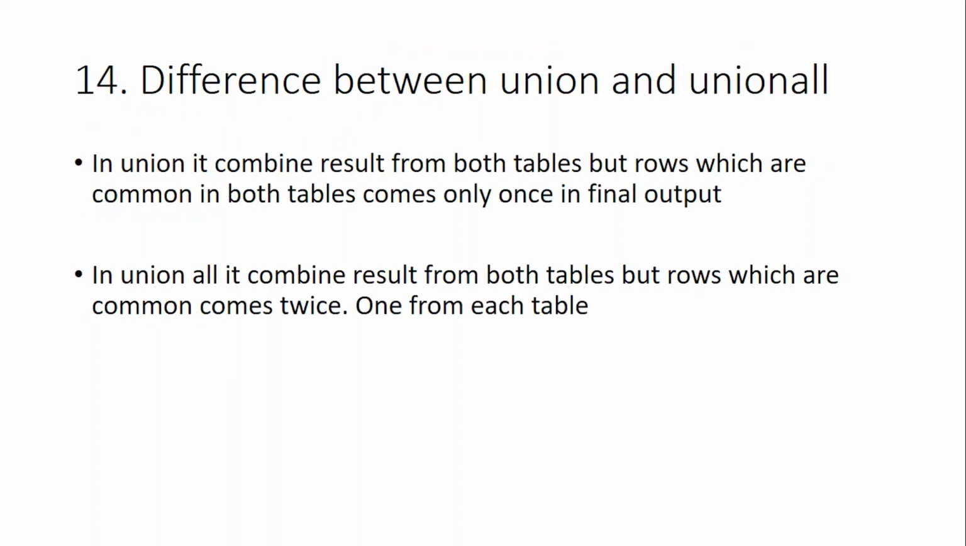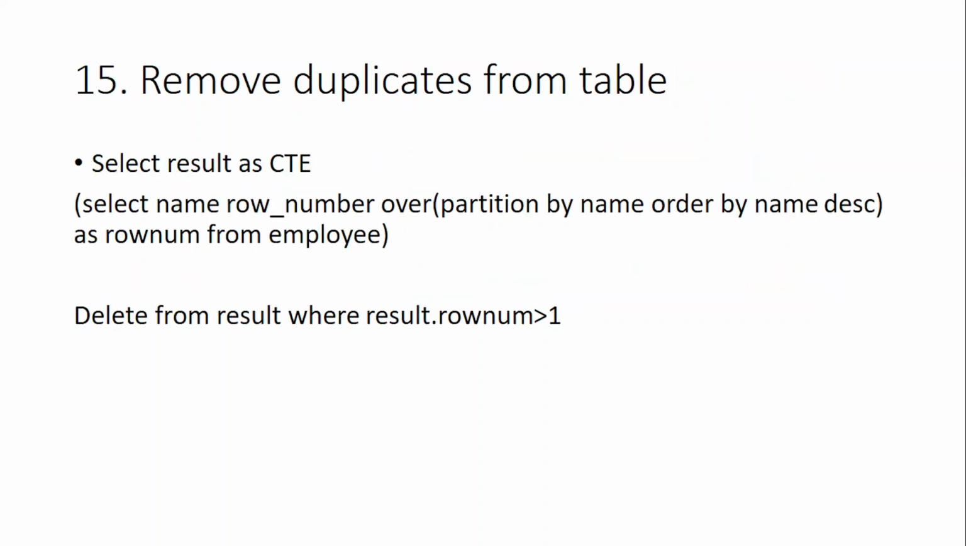The next question is the difference between union and union all. What happens in union is that when you combine both tables, the common elements come only once, while in union all the rows come as many times as they are repeated.